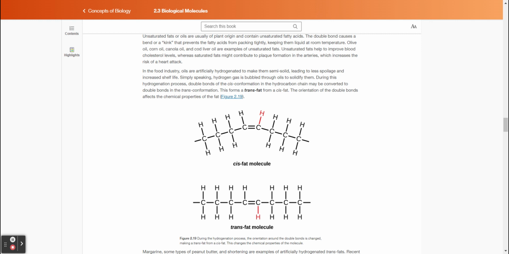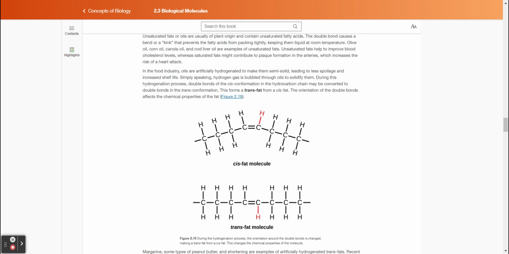Unsaturated fats or oils are usually of plant origin and contain unsaturated fatty acids. The double bond causes a bend or a kink that prevents the fatty acids from packing tightly, keeping them liquid at room temperature. Olive oil, corn oil, canola oil, and cod liver oil are examples of unsaturated fats. Unsaturated fats help to improve blood cholesterol levels, whereas saturated fats might contribute to plaque formation in the arteries, which increases the risk of heart attack.